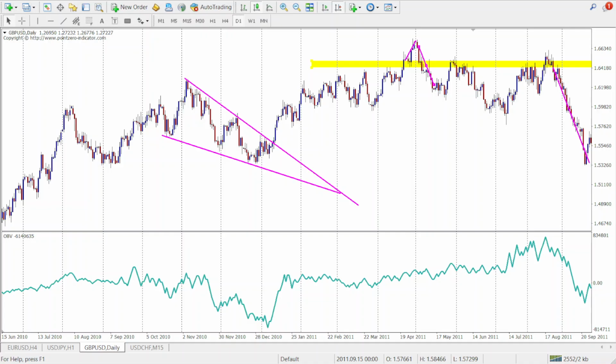All right, traders, that is a wrap on this breakdown of the on-balance volume strategy. Now you know how to use OBV to confirm trends, spot divergences, and filter out weak breakouts.